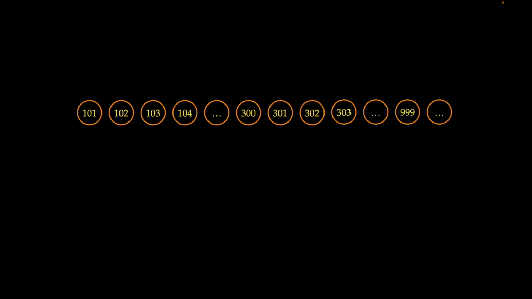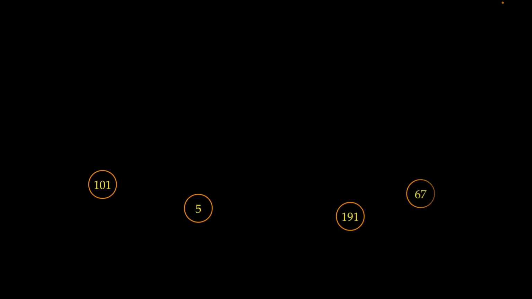Every number is unique. But there are infinitely many numbers. How can every number be unique? Well, it's all because of prime numbers. Every natural number has a prime factorization.